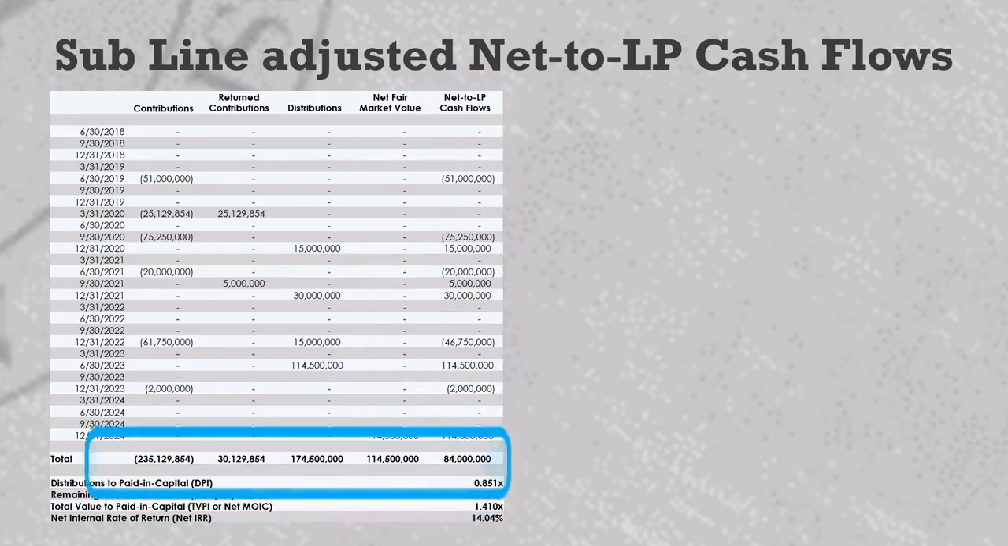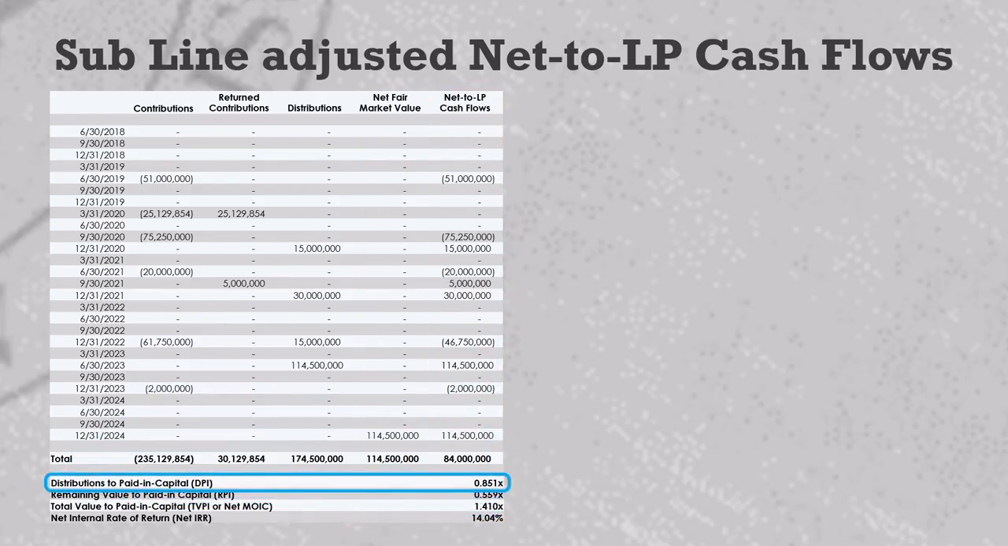The DPI comes from distributions divided by net contributions, the RPI comes from fair market value divided by net contributions, and the TVPI, or net multiple of invested capital, is the sum of distributions and FMV divided by the net contributions. A quick side note here, many GPs are a little sloppy about distinguishing between returned contributions and distributions.